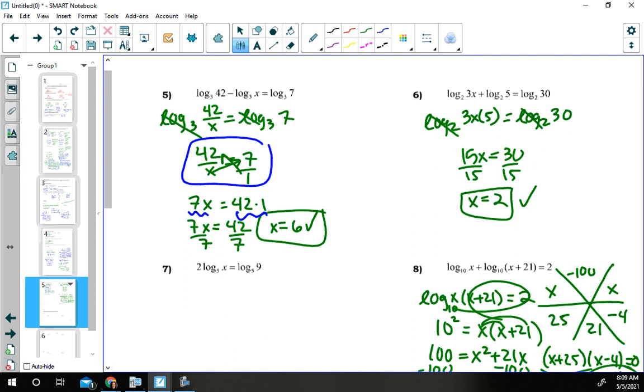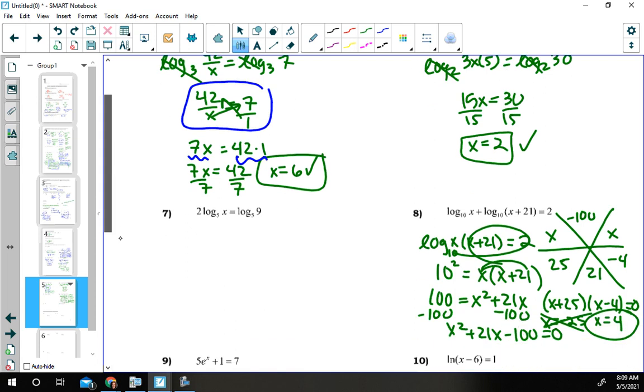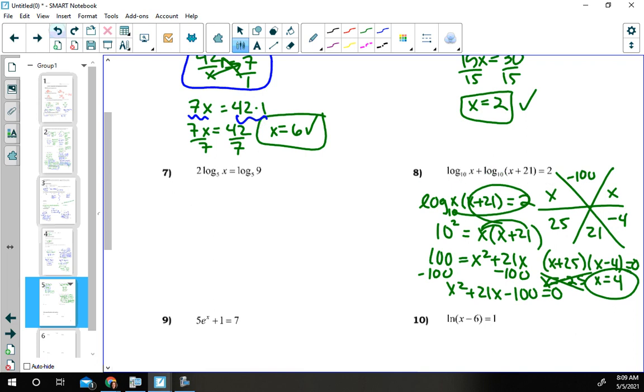Okay. I then plus sign for number 6 means multiply. So 3x and 5 gives me 15x. Divide by 15, I get 2. The harder one is 8. So if I look at 8 here, I did x times x plus 21. You could distribute if you want to. I'm going to keep it all together until I convert. So I converted. There wasn't a log on the other side, so I couldn't just cancel.